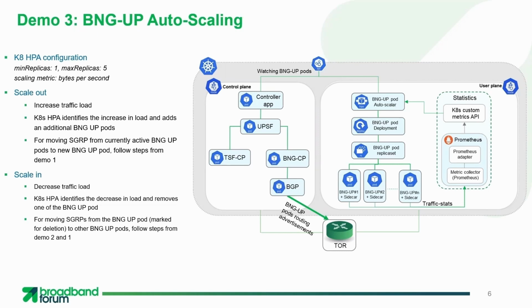On the other hand, when subscriber load decreases, the horizontal pod autoscaler computes the number of BNG user plane pods that can handle the traffic and selects the surplus BNG user plane pods for deletion. As a result, UPSF starts migrating subscriber groups from that user plane pod to other user plane pods using the make before break mechanism, eventually consolidating the subscriber sessions onto fewer BNG user plane pods.